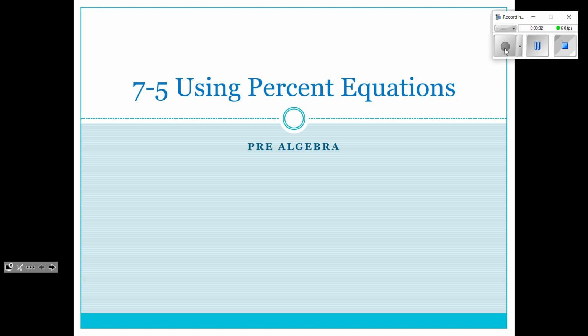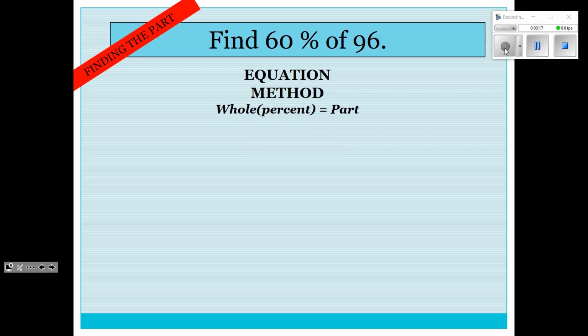In our last lesson, we were solving percents using the proportion method. Today we're going to be solving the same type of problems, but this time we're going to be translating them into an equation and solving them using the equation method. So, if you remember what we did on our last lesson, we learned a proportion of is over of.